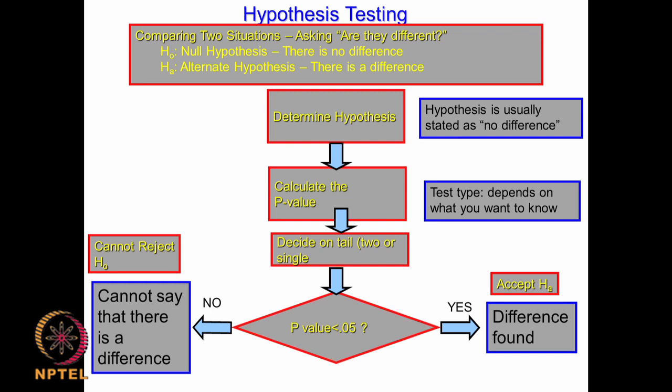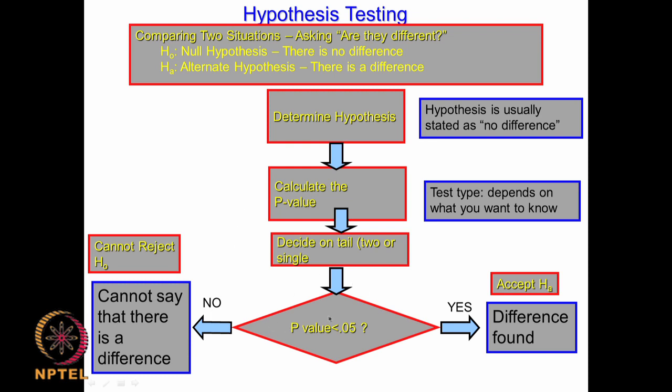In such situations we are not bothered whether the height of class A is higher than the height of students in class B, or the height of students in class A is less than that of class B. We are not bothered about greater or less, we are just saying they are different. In such situations we use the two tail test, whereas if we are talking about greater or less, then we use a single tail test. So, you decide on the tail.